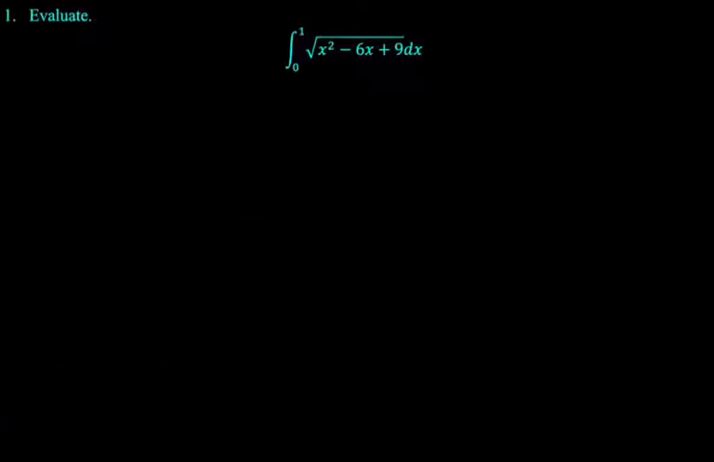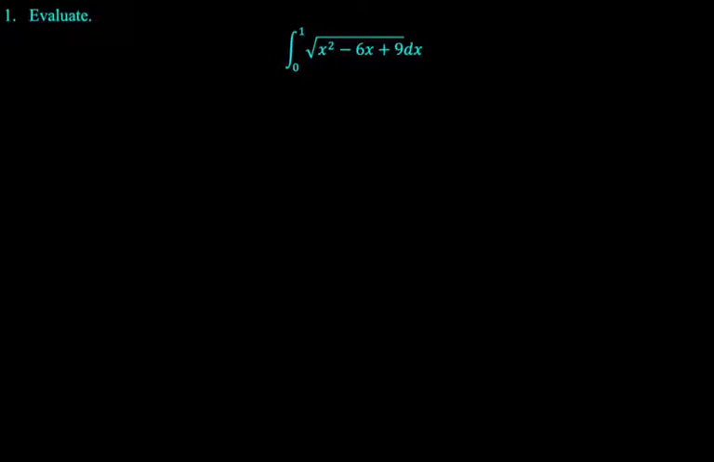Let's do it. So we want to evaluate the integral from 0 to 1 of the square root of x squared minus 6x plus 9 dx. So we pretty much know that when we're asked to integrate a square root of something, either it's just going to work out by u-substitution, or probably we should consider doing this graphically.